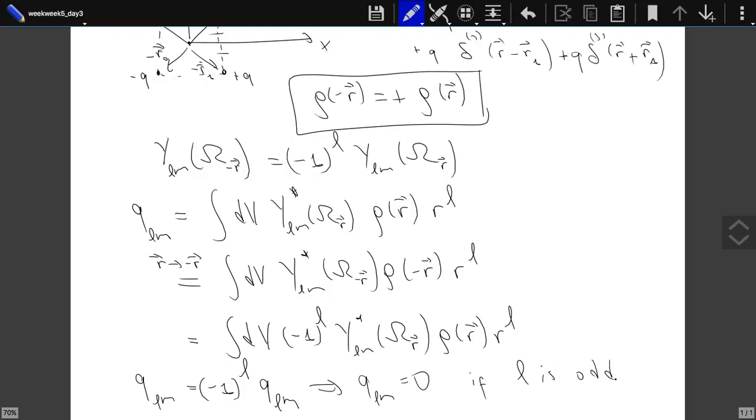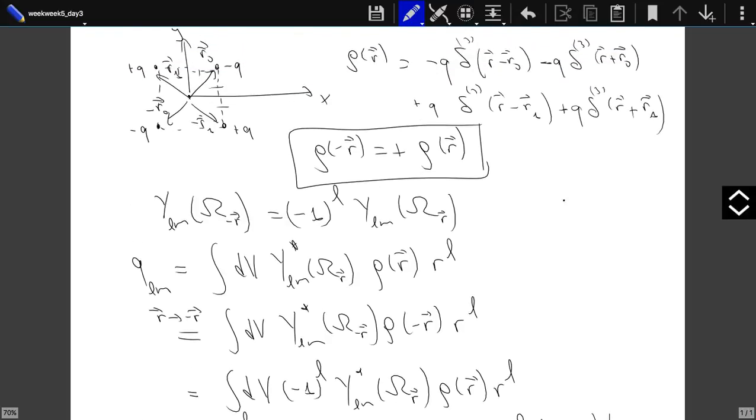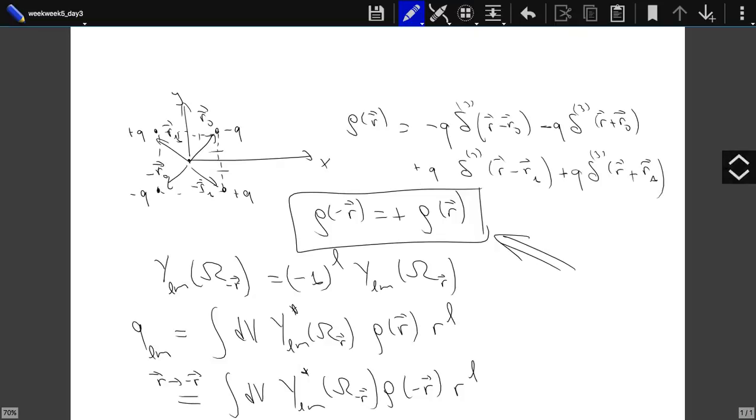And remember, the only property that we had used is not that we have a system of 4 charges, 2 plus Q, 2 minus Q. As long as the charge density has this property, we can say that the odd moments are all 0. If all odd moments are 0, then we can also say that the charge density has that property. So that is one of the nice things about studying the multipole moments. If we can study the multipole moments, then we can say something about the charge density even if we do not know it.